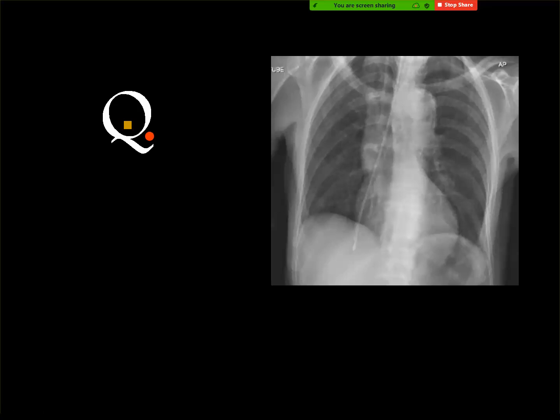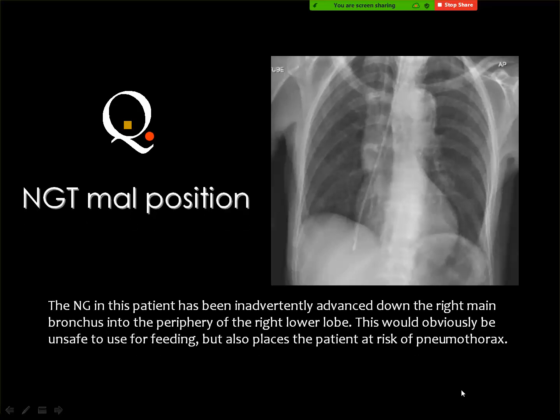What is this tube? NG tube. I think it passed through the trachea. ET tube in the lower main bronchus, right? Endotracheal tube, you think? No, it's not. This is an NG tube, nasogastric tube. Where? In the trachea, I think, into the right lung, in the lower main bronchus. It has been pushed through the trachea to the right main bronchus to the base of the right lung, and this is NG tube malposition.